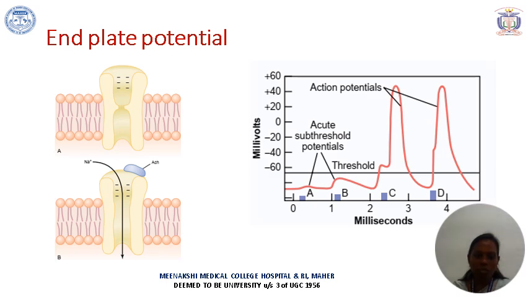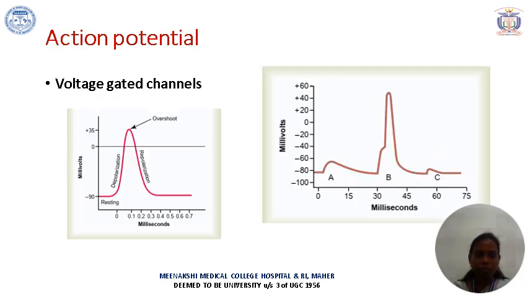If the threshold stimulus is applied, an action potential is generated. Before that, there is generation of a local potential, that is the end plate potential. Once the end plate potential is generated, it will initiate the action potential. The action potential is generated only in the presence of a threshold stimulus. So what happens in the action potential state? This picture shows A, the generation of a local potential, and B, the generation of an action potential.